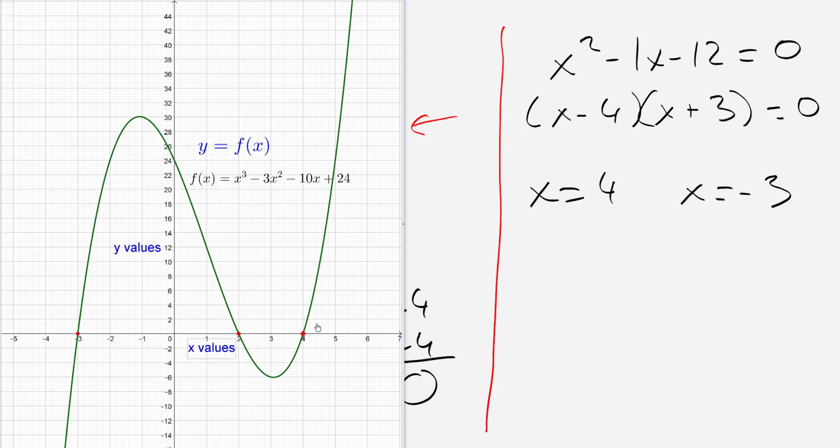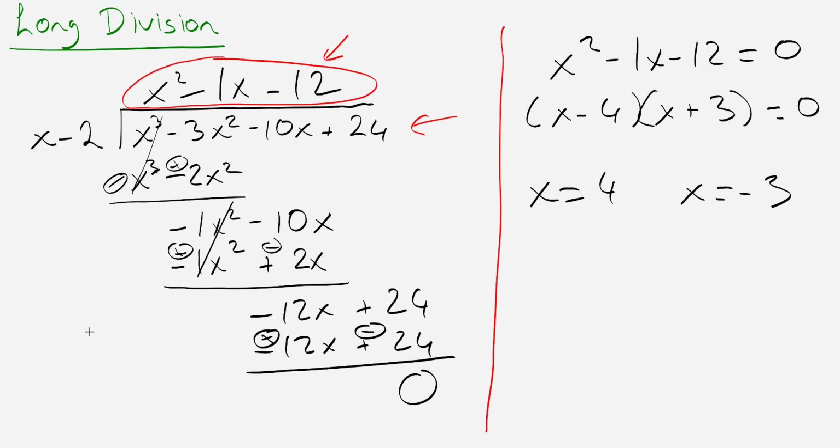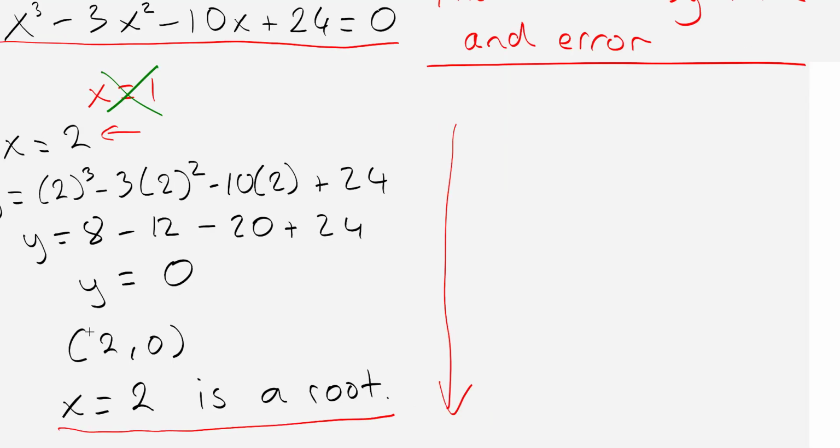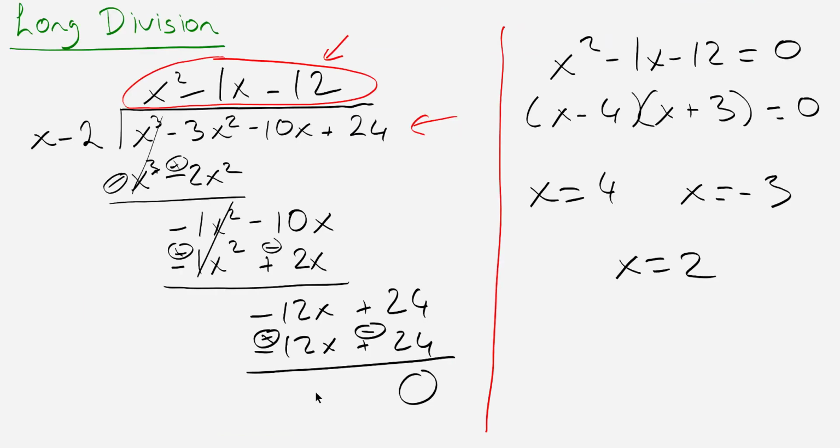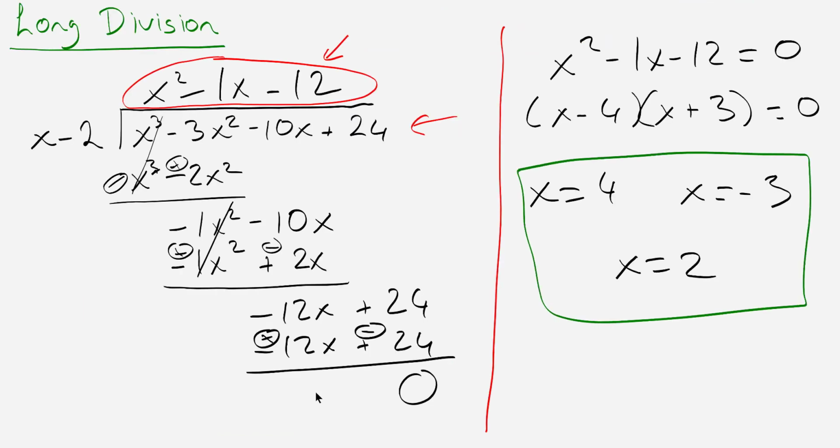We have x equals 4, there's our x equals 4, x equals minus 3, there's our x equals minus 3, and we already knew that x equals 2 was a solution because we found that out in the trial and error that we did right here. So that is our three solutions to the cubic equation: x equals 4, x equals minus 3, and x equals 2. So this is how you solve cubic equations and the connection between cubic equations and the factor theorem.